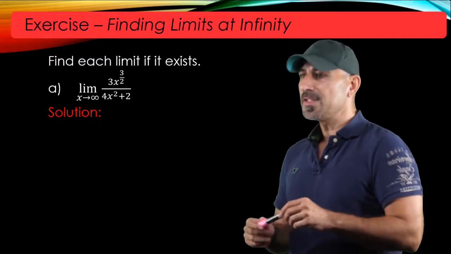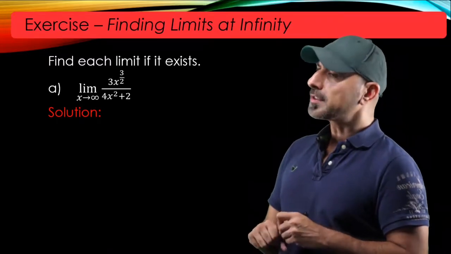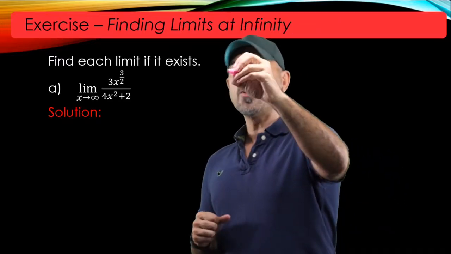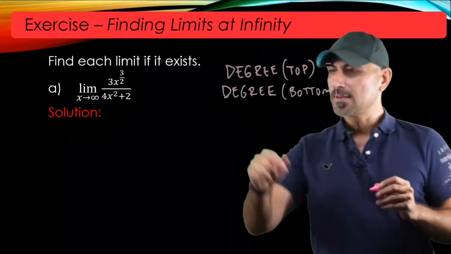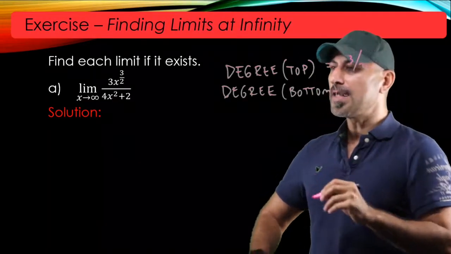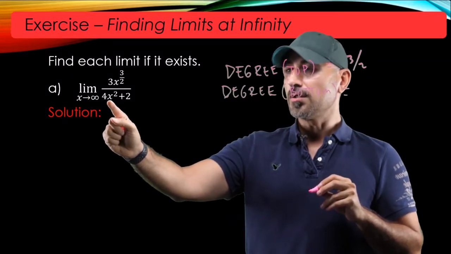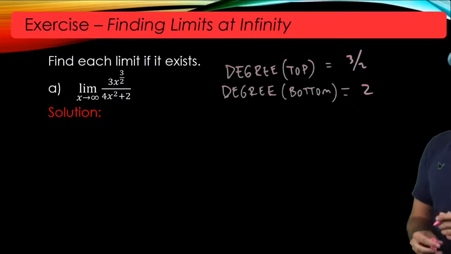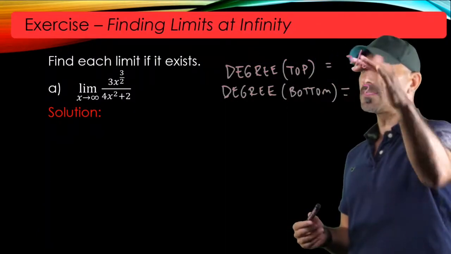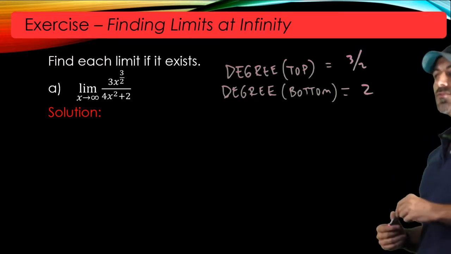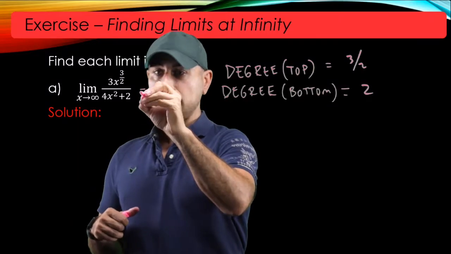As x approaches infinity, 3x to the power 3 halves divided by 4x squared plus 2. In this case, we can go ahead and write the degrees of the top and the bottom. The top has degree 3 halves. And the bottom one has 4x squared plus 2, so two terms we have here, and the highest degree term is x squared. Well, this is degree 2. Going back to one of the cases, we have the degree of the top to be less than the degree of the bottom. So this limit automatically should tend to 0.